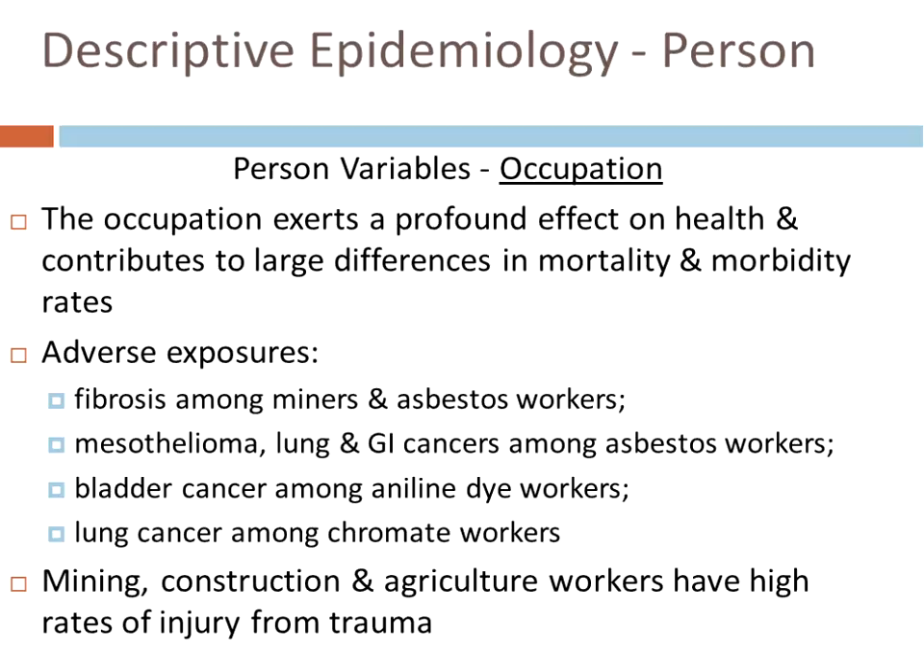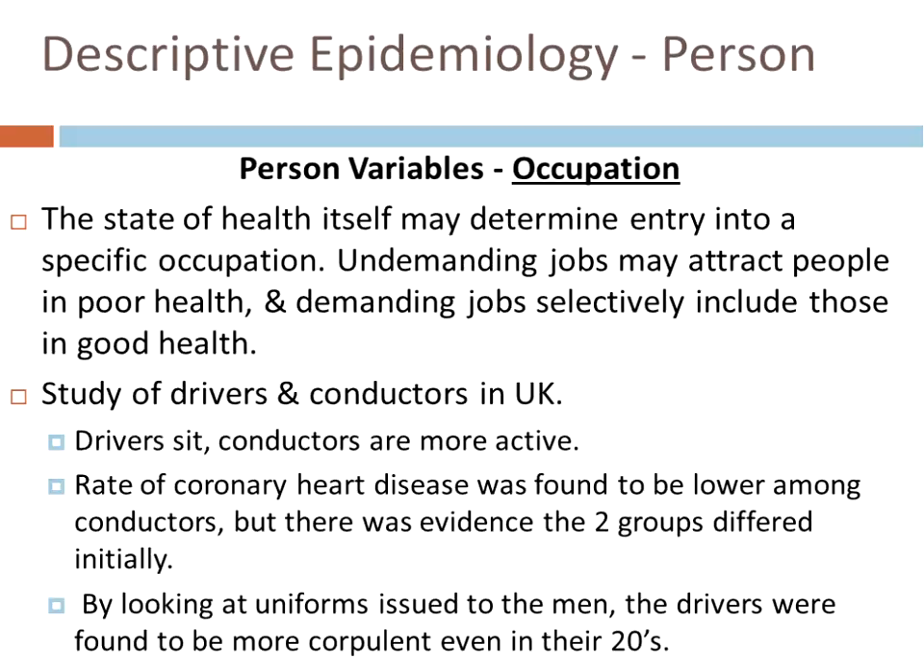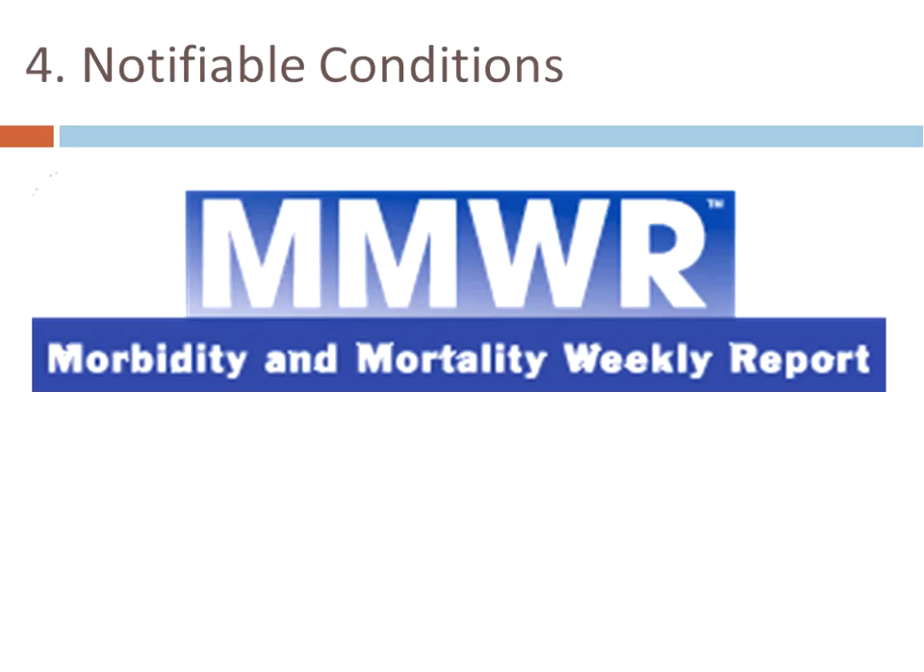Of course, exposure varies by population or by occupation. Fibrosis among miners, asbestosis and mesothelioma among asbestos workers, bladder cancer among people who work with dyes, chromate exposure, different types of lung cancer, associated with what people do. Air traffic controllers are found to have higher rates of hypertension and ulcers than coal miners, and rare diseases by certain groups. And of course, there are trends in the United States versus other countries as well.